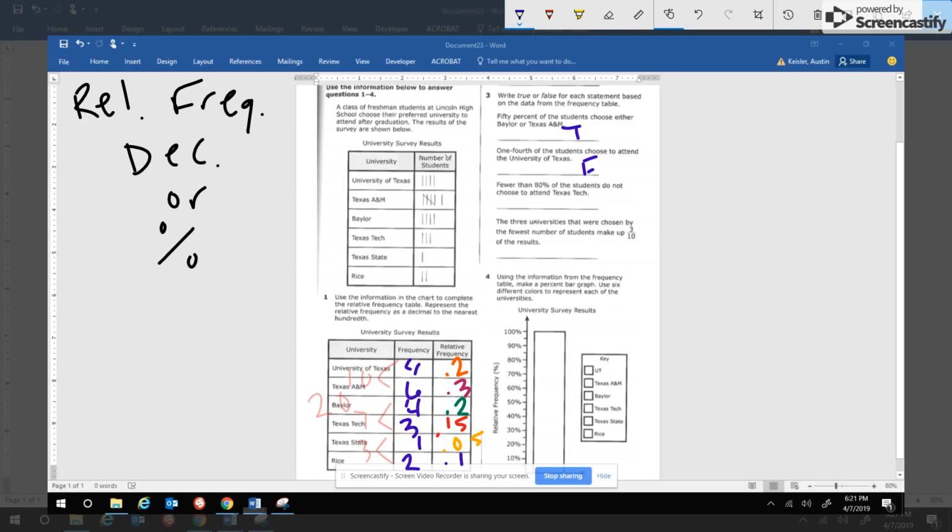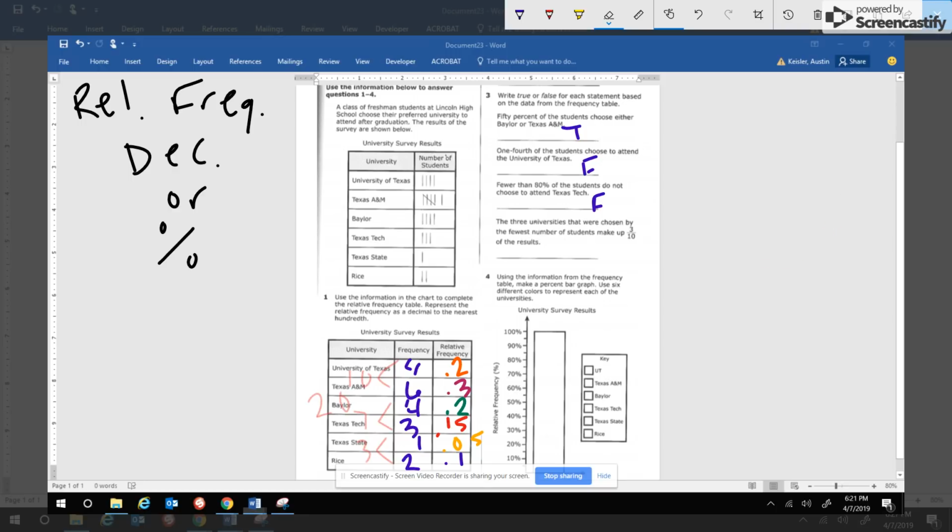Okay, the third one says fewer than 80% of the students do not choose to attend Texas Tech. Well, we knew 15% chose Texas Tech, so let's do 100 minus 15 to see how many did not. If I subtract that, I get 85%. So 85% of the students did not choose Texas Tech, which would make that statement also false, because that says fewer than 80% of students do not choose Texas Tech, but we can see right here that it's greater than 85%, or more than 80%.